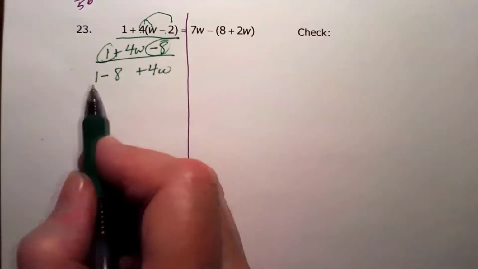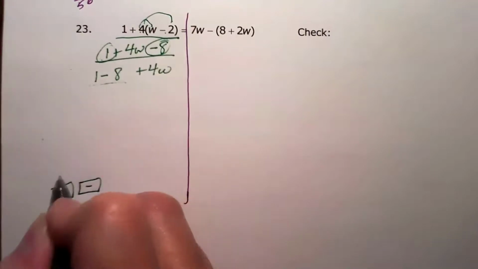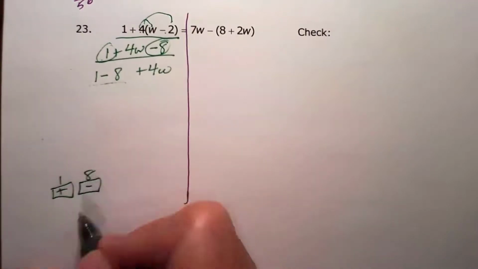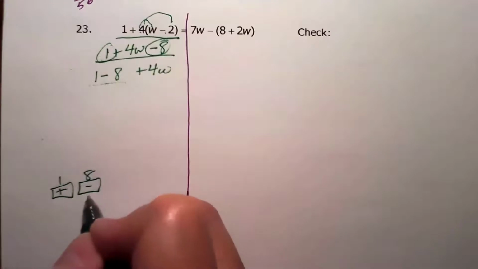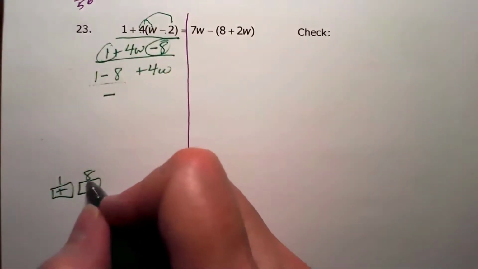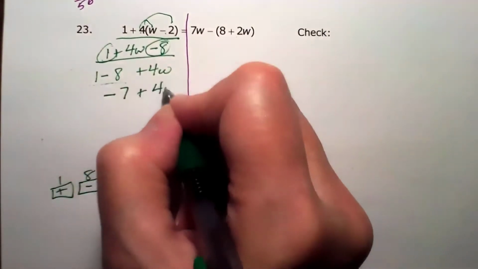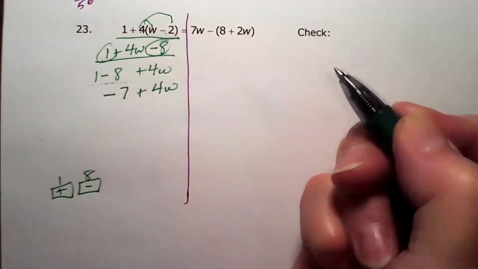I'm combining these two. So I have a positive box and a negative box. 1's in the positive box, 8's in the negative box. Which box has more? The negative box. So the answer is negative. How many more? How many more is 8 than 1? It's 7. So that's as simple as that side can get.